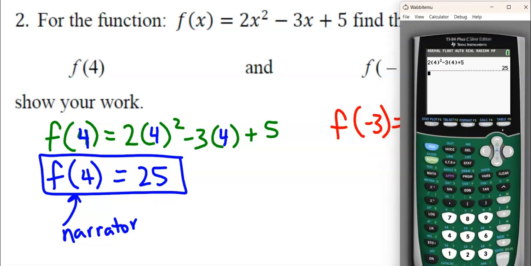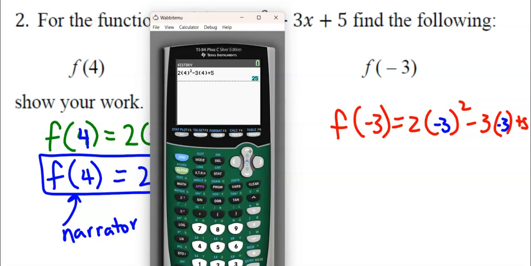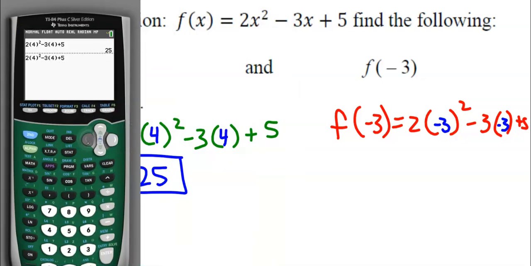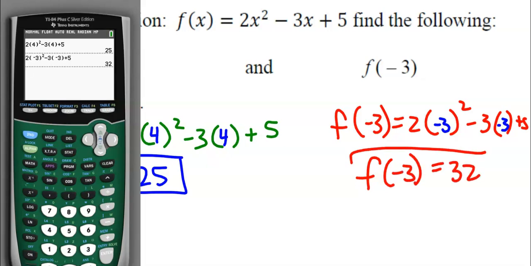I'll pick up my calculator again. I'm going to copy and paste it because I'm a little bit lazy. And instead of a 4, I'm going to type a -3. And over here, I'm going to delete the 4, but now I need to insert. So notice I press second delete. And when I insert, it will push everything else over. So function f, when it has an input of -3, it has an output of 32.